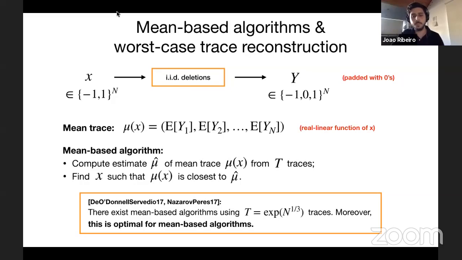Isn't that the best case trace reconstruction instead of worst case? It's worst case in the sense that your algorithm works for the worst string possible, while in average case it only works on average. Okay, that's where the naming comes from. It's a kind of theoretical computer science naming thing. Okay. Any more questions?